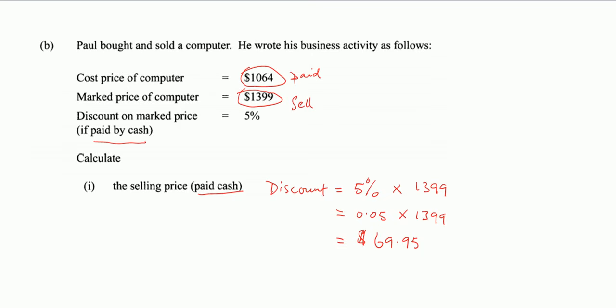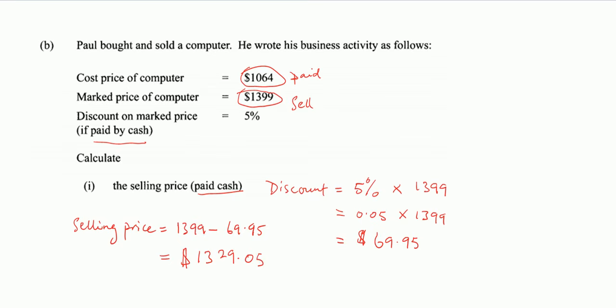Right? But the question asks us for the selling price. So the selling price will be $1,399 minus $69.95, because $69.95 represents the discount. So it'll be $1,399 minus $69.95. So therefore the actual selling price will be $1,329.05.